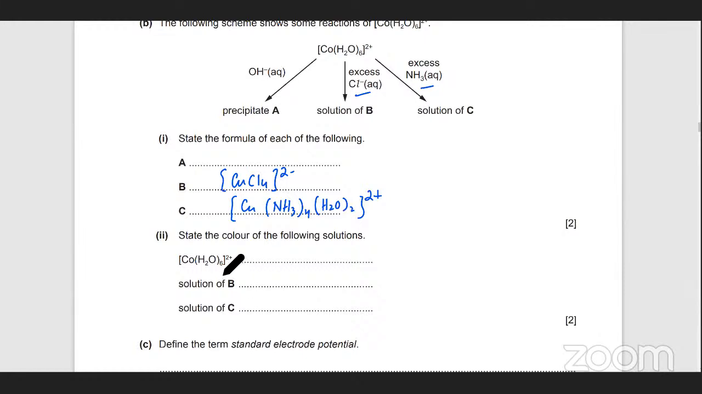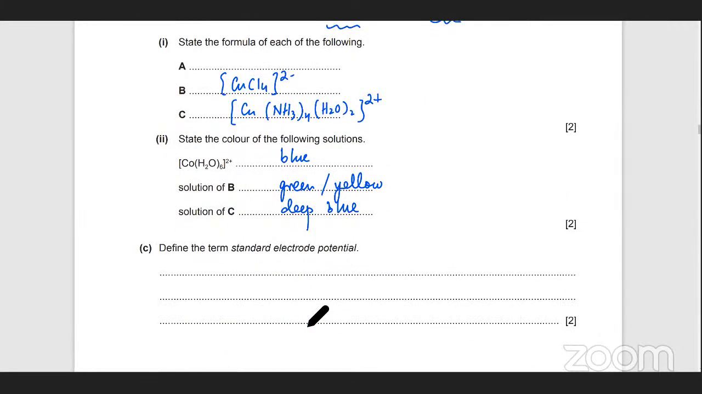And then you're being asked to state the color of the solutions. Copper with water, that's blue in color. Solution B, Cl minus 1 के साथ, that was green/yellow, greenish yellow. And C with NH3, the solution is deep blue. Okay, so you have a deep blue solution with NH3.